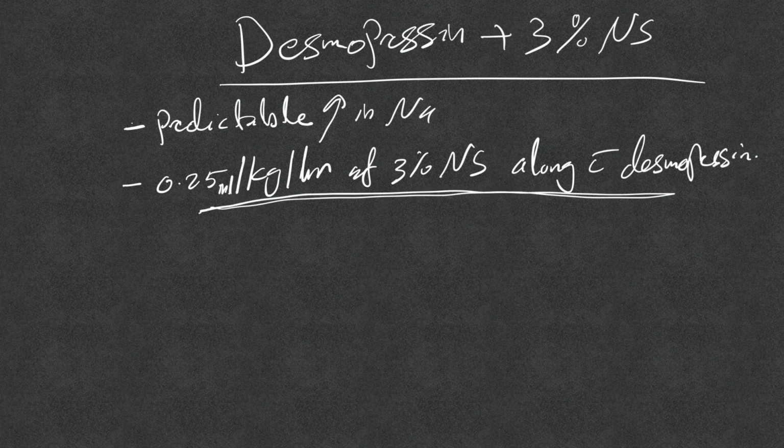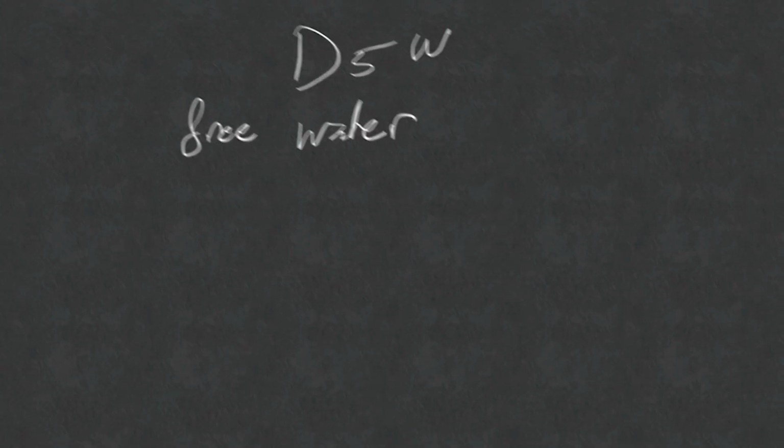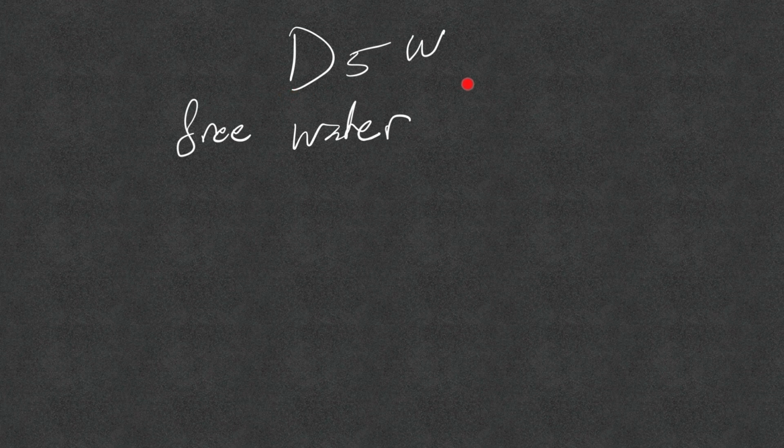And if I decide to use desmopressin, it's better that I use continuous infusion of 3% normal saline along with it, again, 4 to 6 milliequivalent per 24 hours. That's one thing. The other thing, you still can use desmopressin. Let's say you give 300 cc of 3% normal saline to a patient and his sodium increased already by 4 to 6 milliequivalent. Now, how about using D5W and free water to prevent overcorrection?